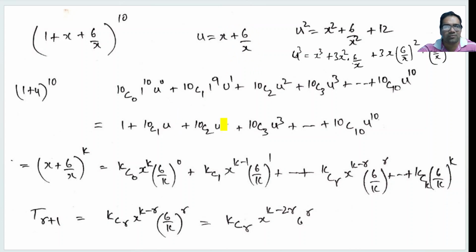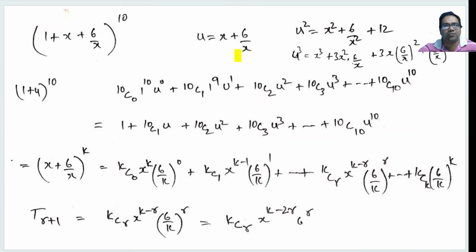But u^2 is x^2 + 12 + 6^2/x^2, where 12 comes from 2 into x into 6/x. So there is a term independent of x in u^2. But in u^3, there is not.